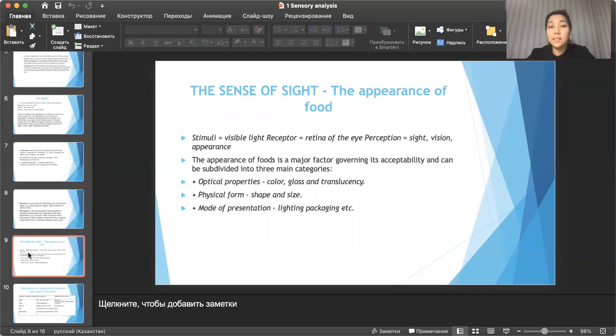The sense of sight, the appearance of the food. So the stimulus is visible light. The receptors are the retina of our eye, and the perception is the sight, vision, and the appearance.